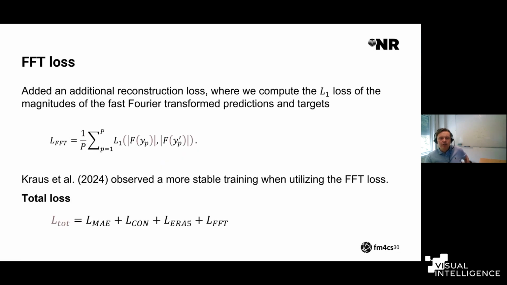In addition, we have also included something called FFT loss that we just saw on our presentation, which could make the training more stable. And then, yeah, this is about it. Where we have now, the total loss consists of the masked autoencoder or masked image modeling loss, the contrastive loss, the ERA5 loss, and the FFT loss.